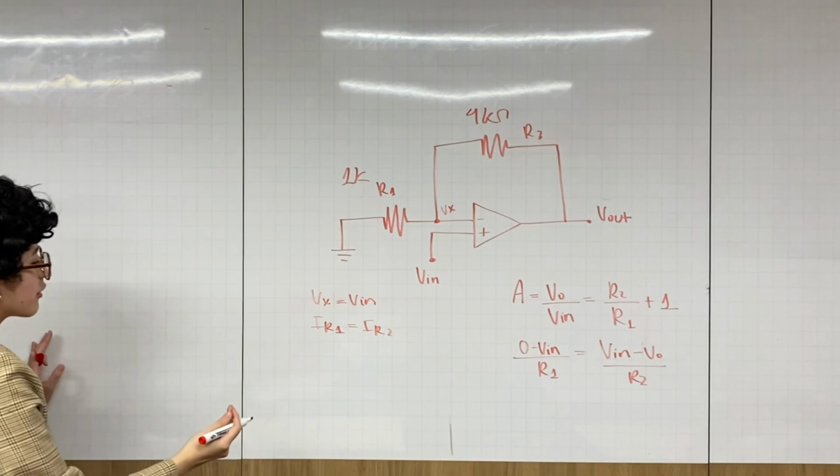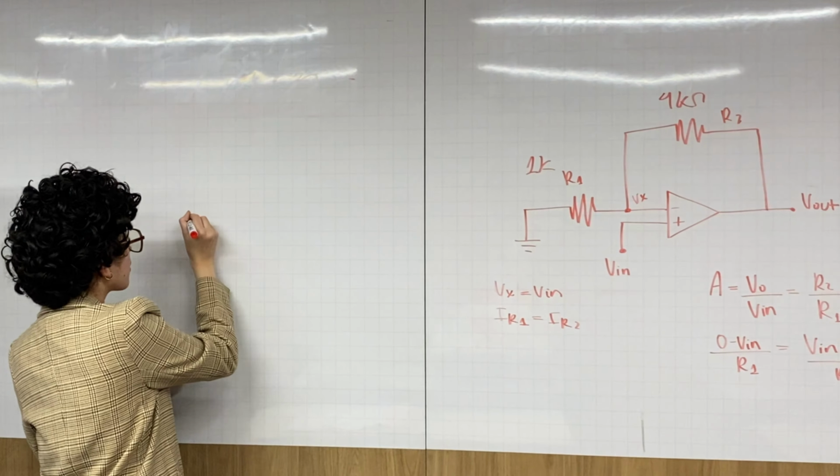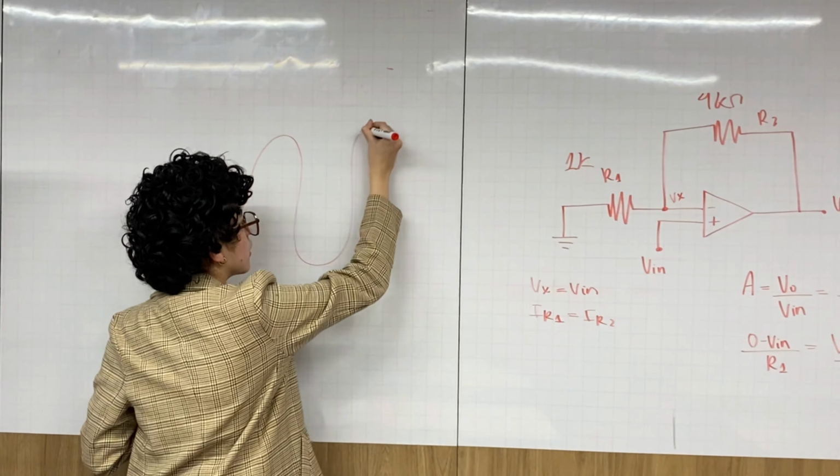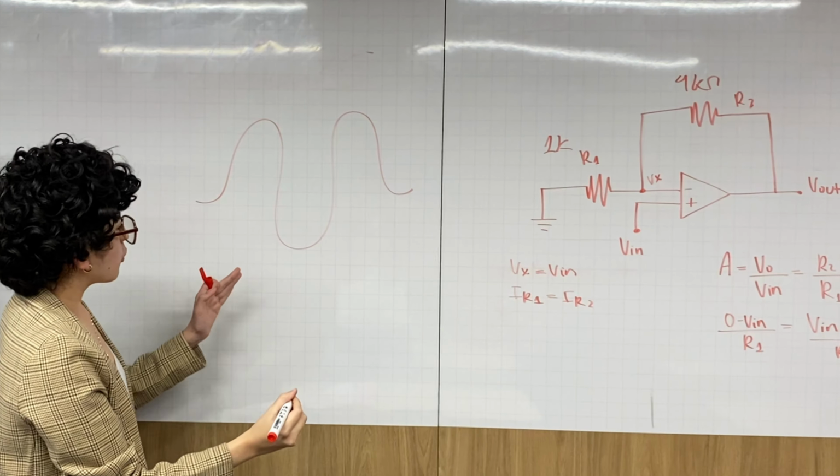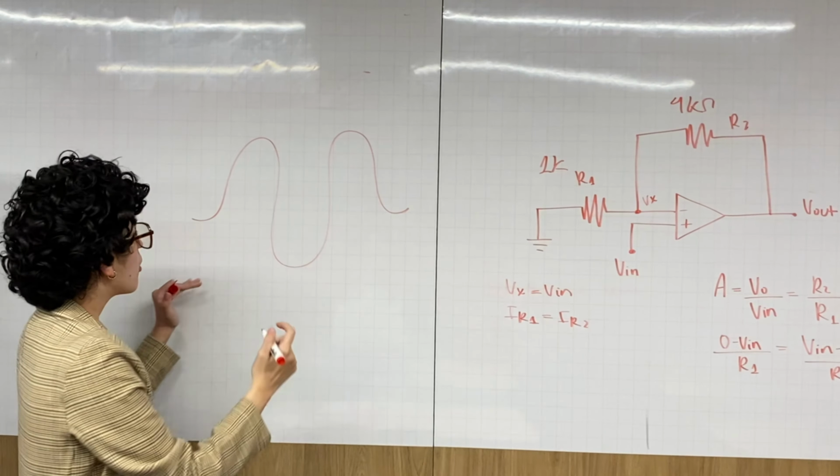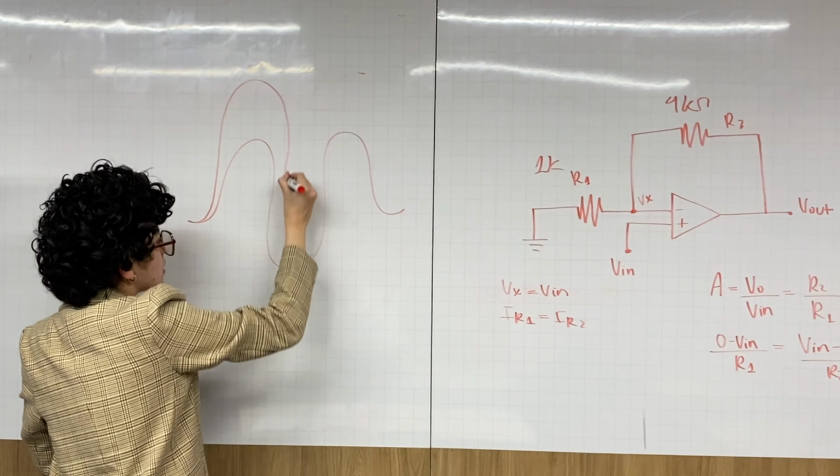So we have a sine wave, for example, something like this. If we amplify it, we are not going to get it inverted like in the last setting, but we are still going to have it something like this.